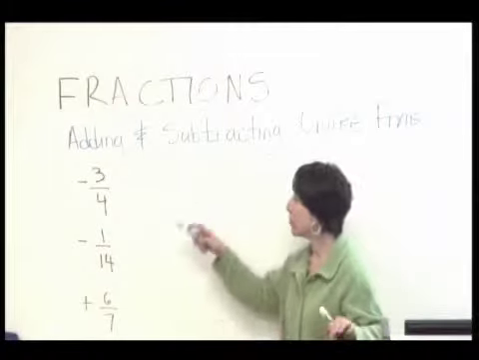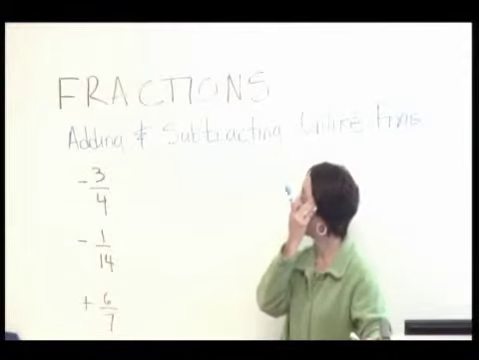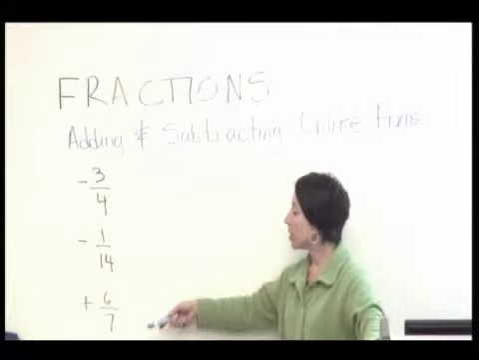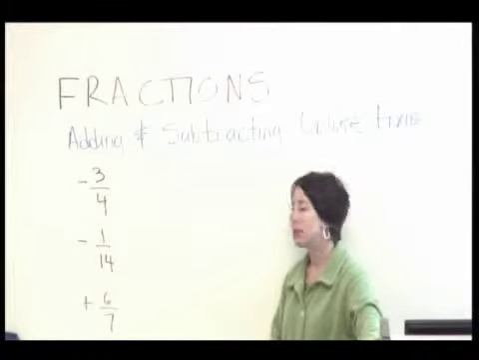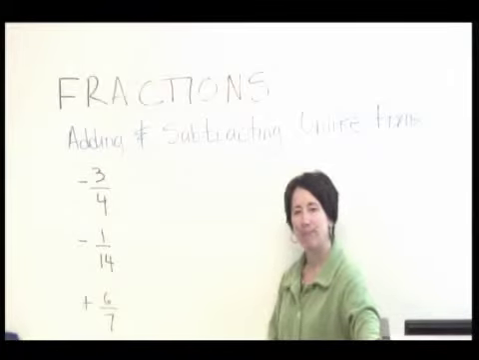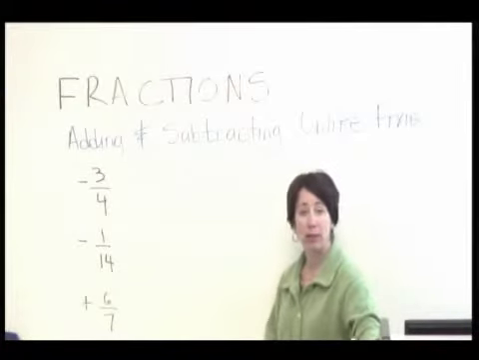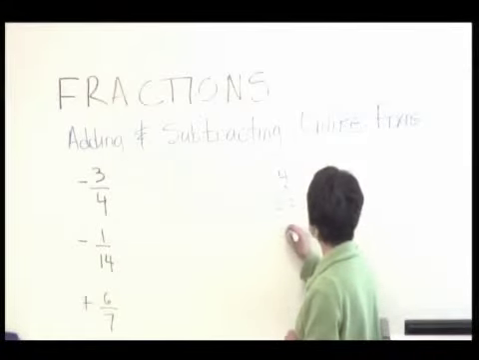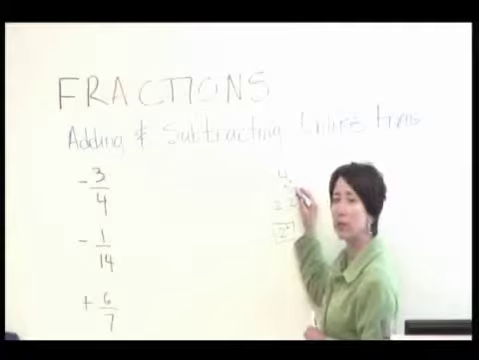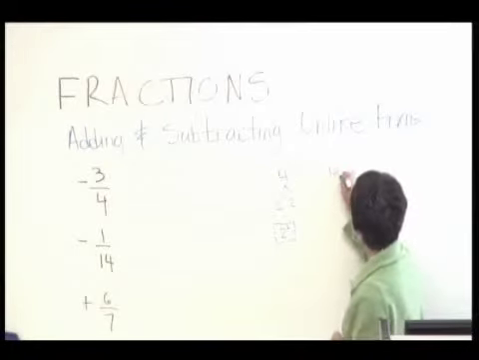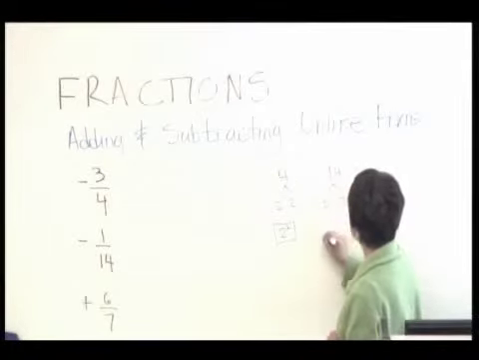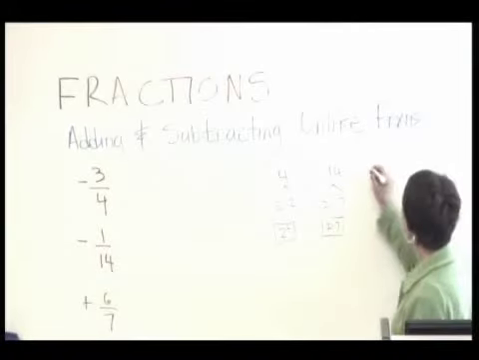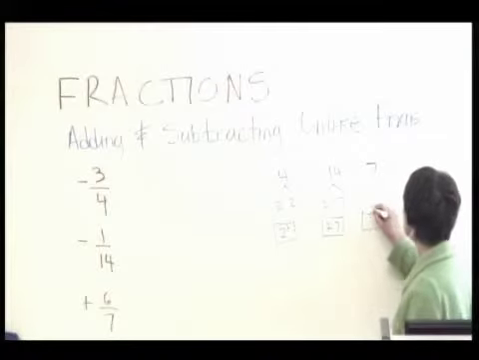So here I have 3 different fractions, and we notice that the denominators are not the same. Now I know that 7 goes into 14, but 4 doesn't go into 14. So I'm just going to use the prime factor method. If I prime factor 4, I get 2 squared. If I prime factor 14, I get 2 times 7, and if I prime factor 7, it's 7.